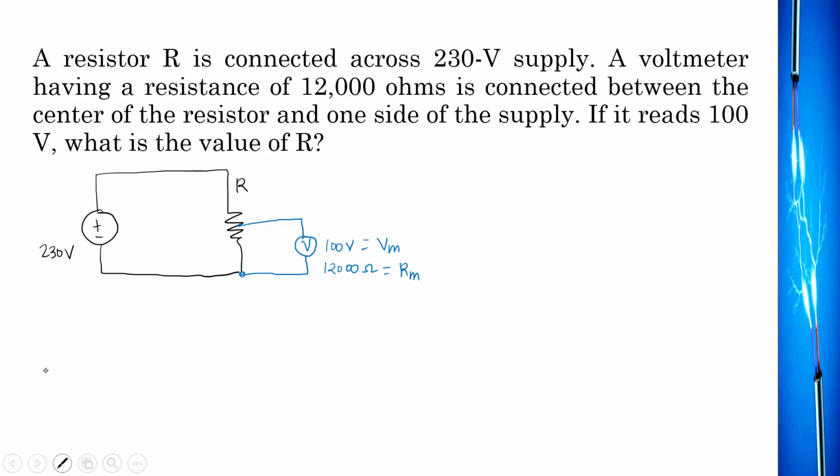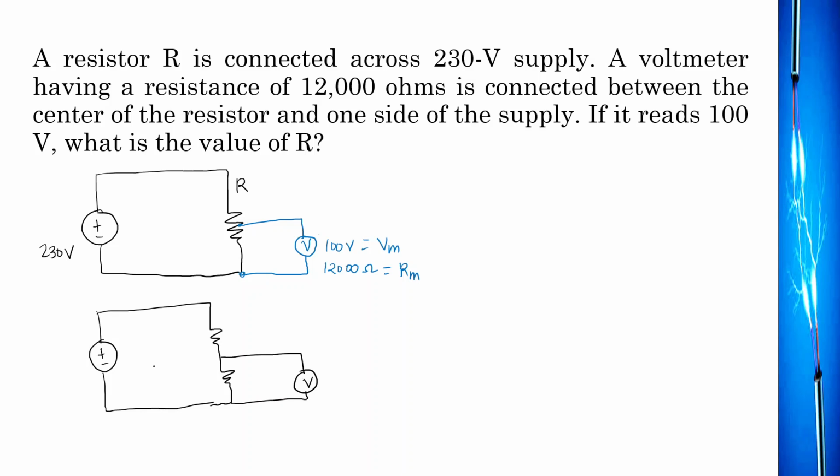So, pwede natin gawin, by our analysis, pwede kong gawing dalawang resistor. Tapos dito nakalagay yung voltmeter. So, dito yung 230 volts. Ito, 100 volts daw ito na may resistance na 12,000 ohms. So, yung 12,000 ohms, hindi po yan yung reading, resistance ng voltmeter. Ngayon, dahil nilagay daw yung isang terminal ng voltmeter sa center, ibig sabihin, mahahati yung value ng ating nawawalang resistance. So, I can have R over 2, no? Okay. So, paano kaya nating isosolve itong problem na ito?